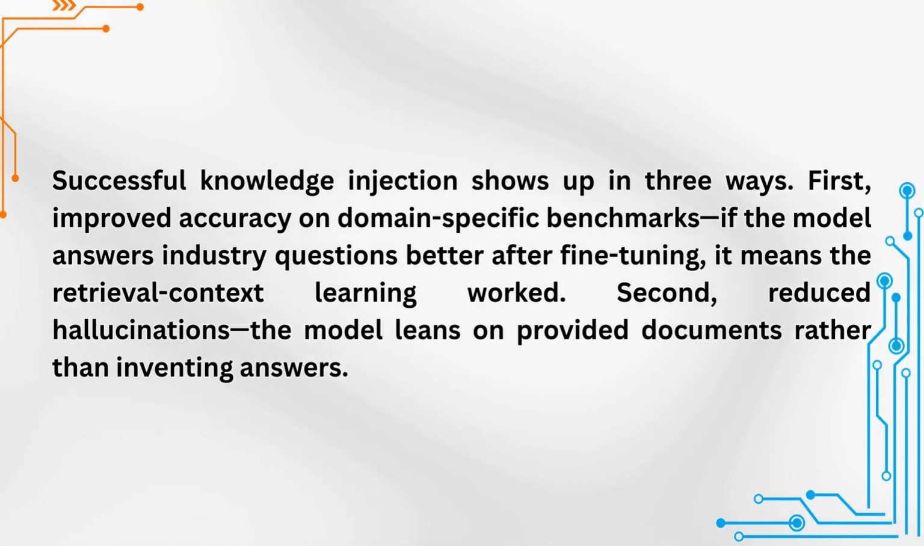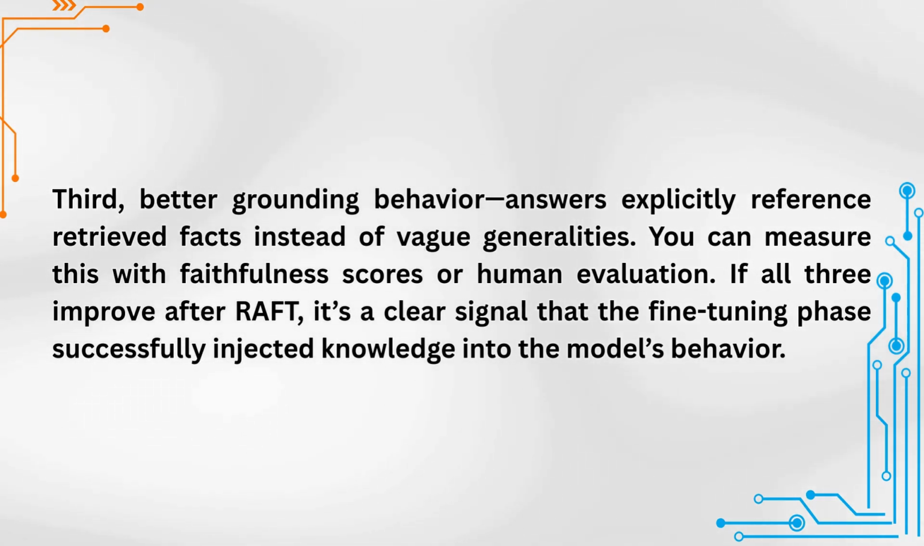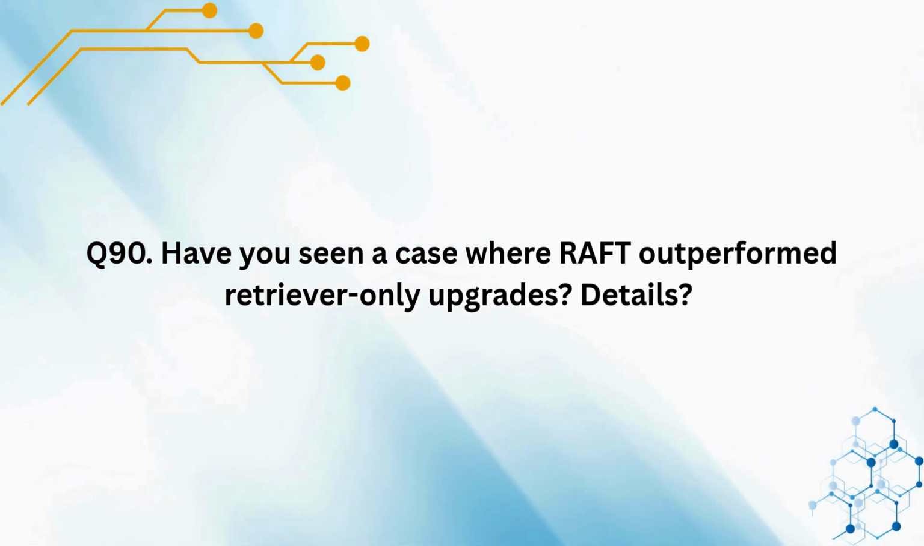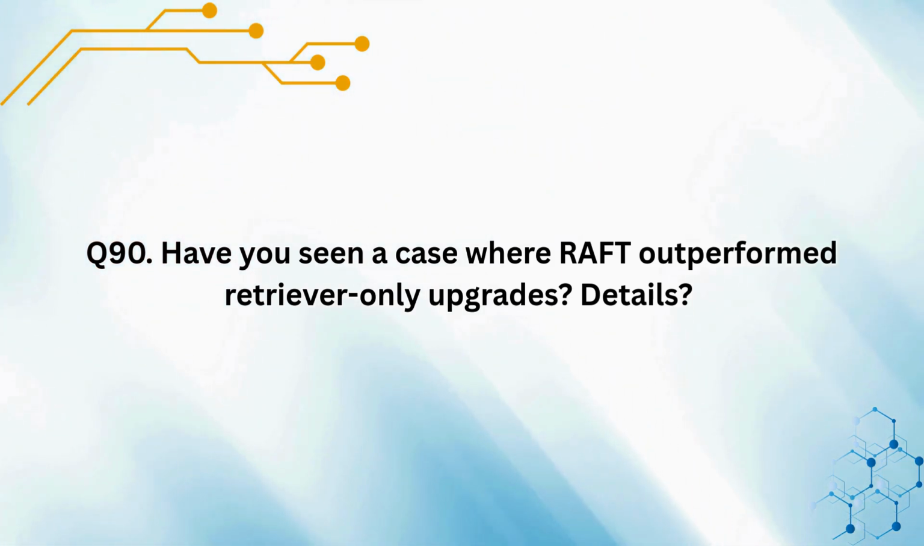Second, reduced hallucinations. The model leans on provided documents rather than inventing answers. Third, better grounding behavior. Answers explicitly reference retrieved facts instead of vague generalities. You can measure this with faithfulness scores or human evaluation. If all three improve after RAFT, it's a clear signal that the fine-tuning phase successfully injected knowledge into the model's behavior.